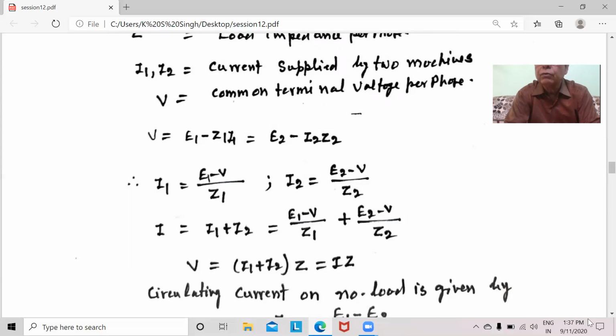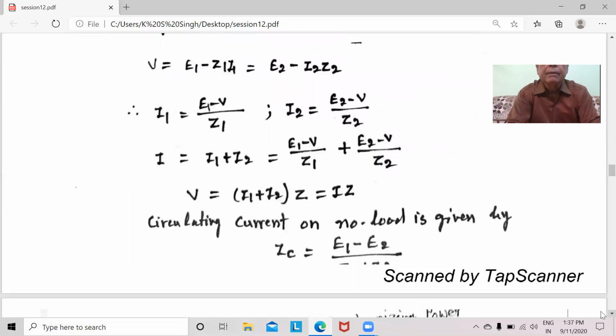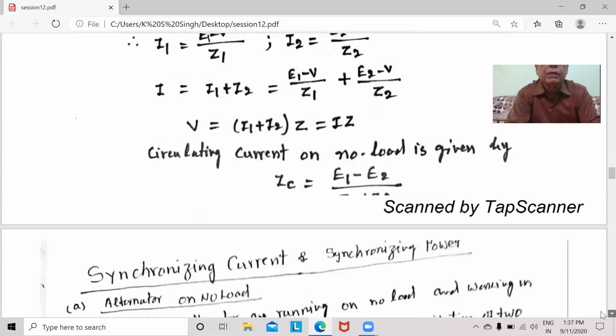Now, what will be the circulating current? If the voltage E1 is more, the phasor difference E1 minus E2 upon Z1 plus Z2 is the circulating current, which will flow in the inner circuit of the alternators. So in this way, the two alternators will share a common load connected with the alternators running in parallel.